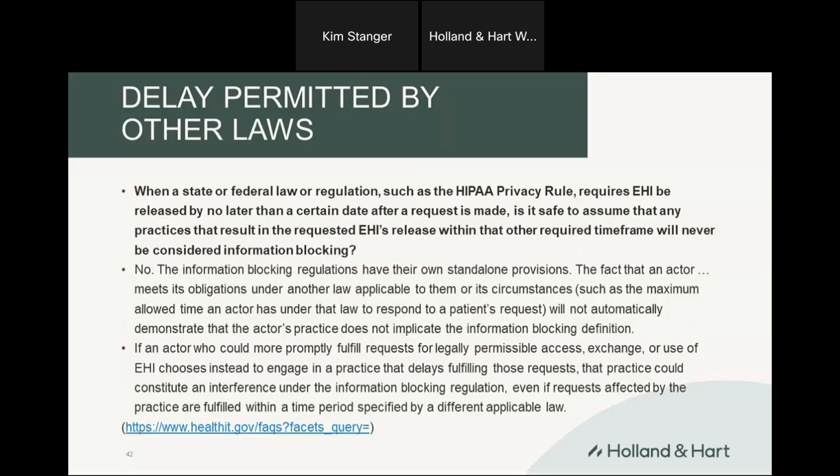On the other hand, if another law simply permits you to delay the disclosure, then that does not get you out of the information blocking rule. So for example, under HIPAA, HIPAA says you don't need to produce records in response to a request from the patient for 30 days. Well, under the information blocking rule, that 30-day deadline may be unreasonable. If you can produce it before then and you intentionally delay the 30 days just to comply with HIPAA or because HIPAA allows it, well, that could still be information blocking because you've unreasonably delayed the production of that.